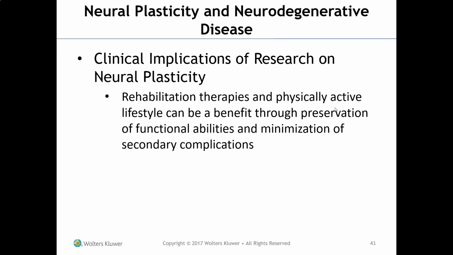Rehabilitation therapies and a physically active lifestyle can be a benefit through preservation of functional abilities and minimization of secondary complications. So when we're working with our patients, we want to preserve their functional ability, and we don't want them to compensate. So we minimize those compensations and bring out the best in our patients to get the best neural plasticity. All right, good job.